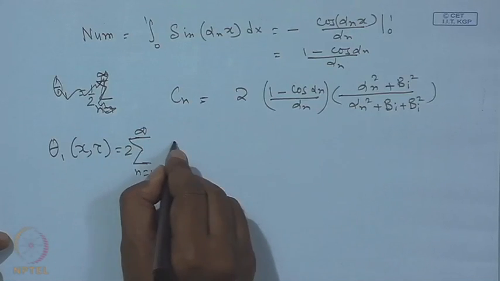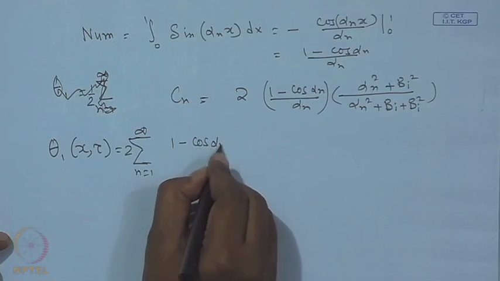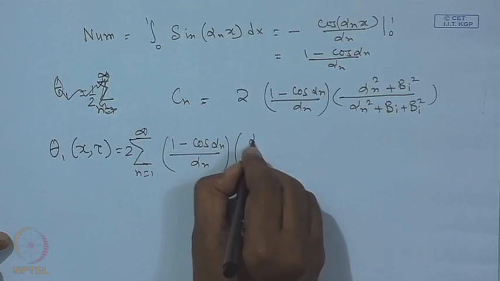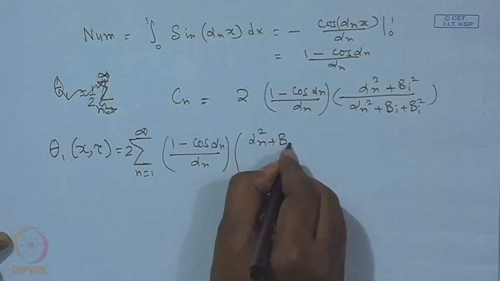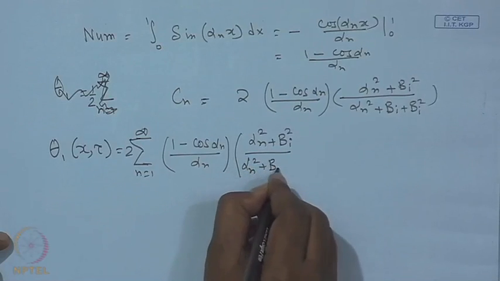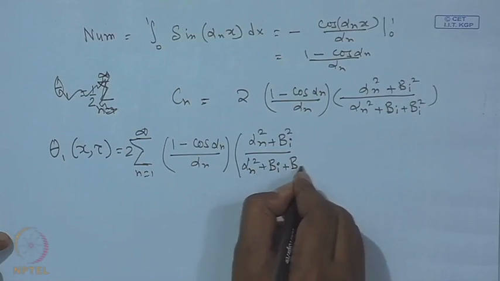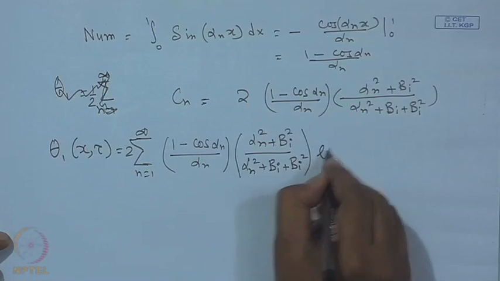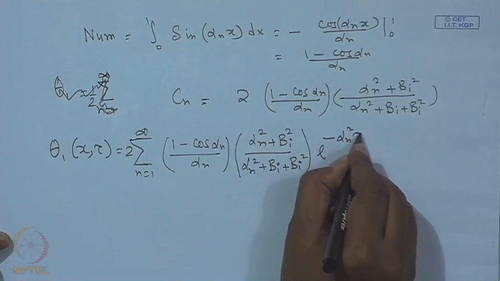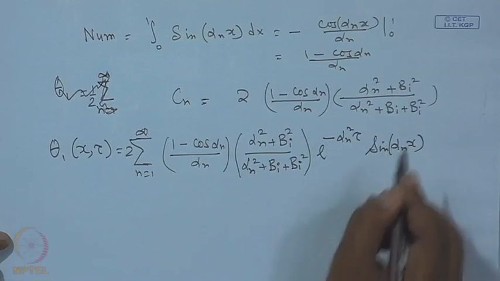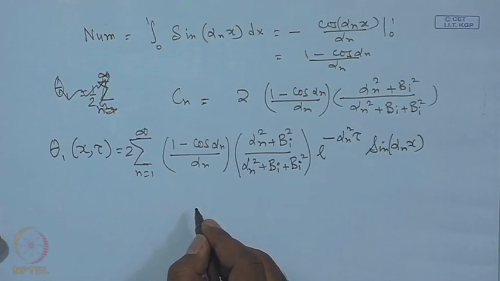We put the value of C n: 1 minus cosine alpha n divided by alpha n, multiplied by alpha n square plus beta I square divided by alpha n square plus beta I, Bi plus Bi square, Biot square, e to the power minus alpha n square tau, sin alpha n x. So, that gives the complete solution for the problem theta 1.